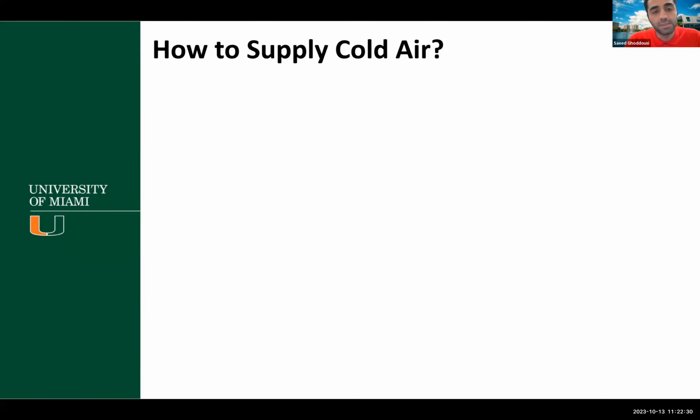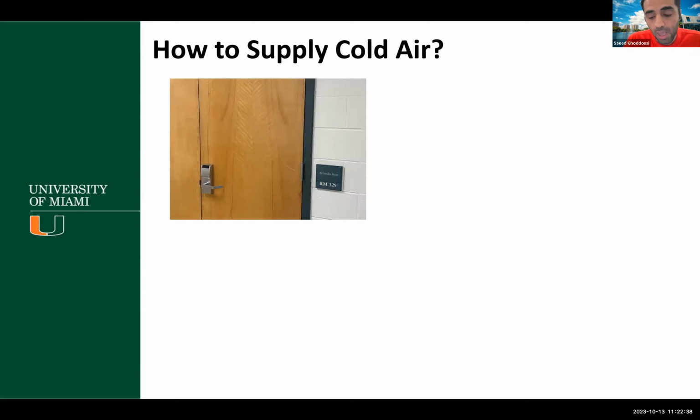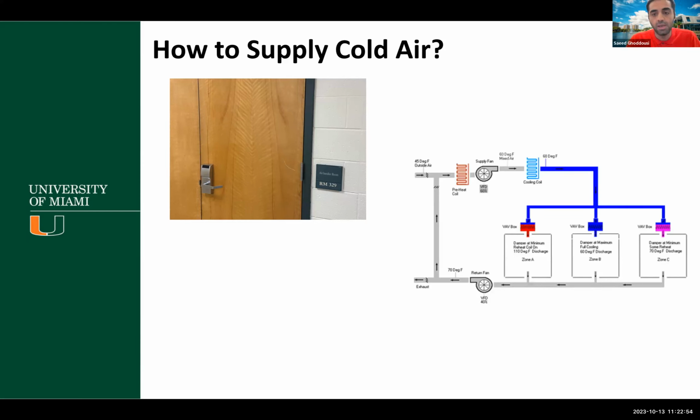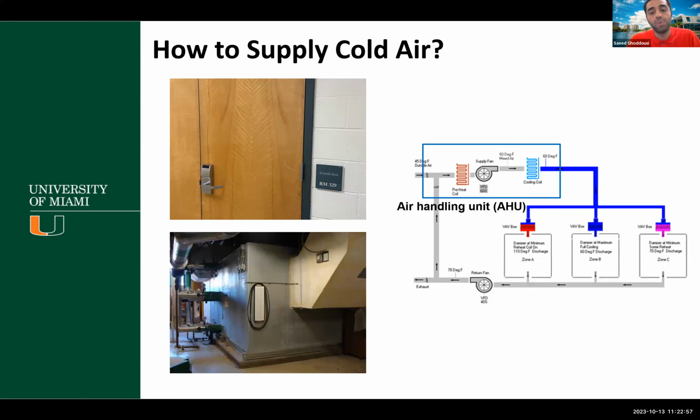Next step, how can we supply this cold air? We need to have cold air, and we need to provide this cold air. How can we do that? You may pass through the hallway in our CA department, and you can see a room, room 329, the air handler room. Sometimes you may wonder what is inside this room. Inside this room, we have one important component in the HVAC system: air handling units.